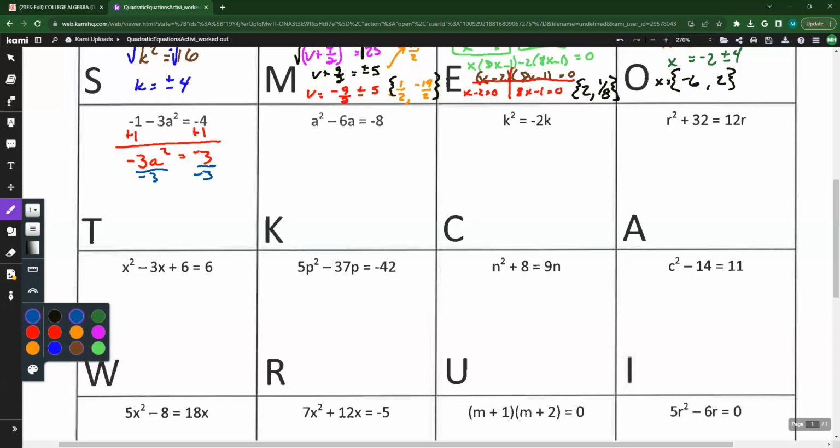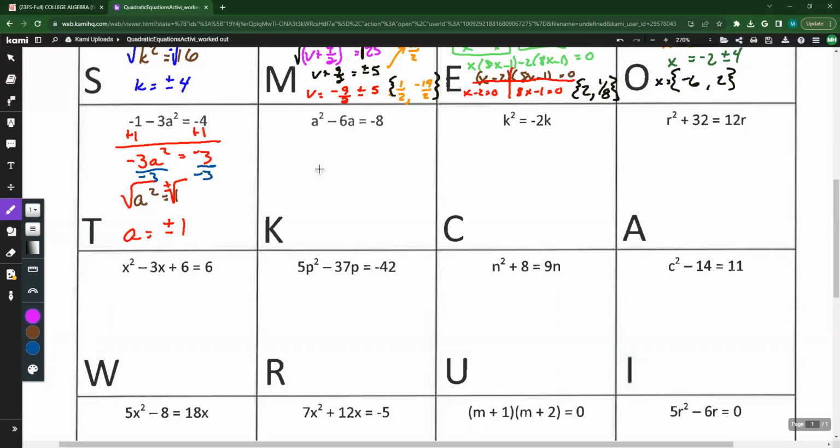And I have a squared equals 1. I can either get it by itself and get a 0 on one side and factor it, or I can square root both sides, which is what I'm going to do. Square root, remember, plus or minus. And then I have a equals plus or minus the square root of 1, which is 1, and that one is done.